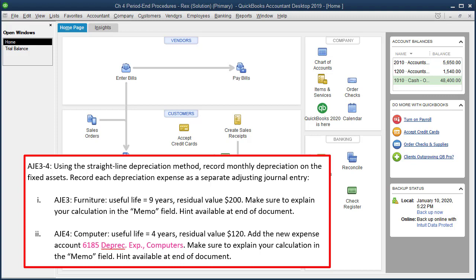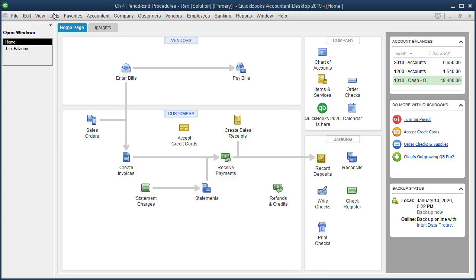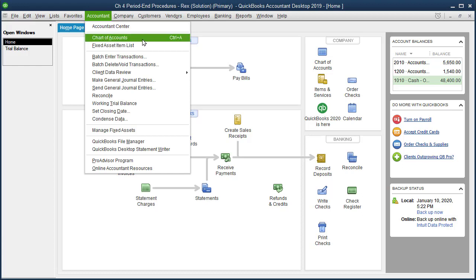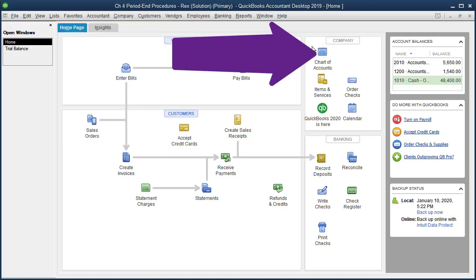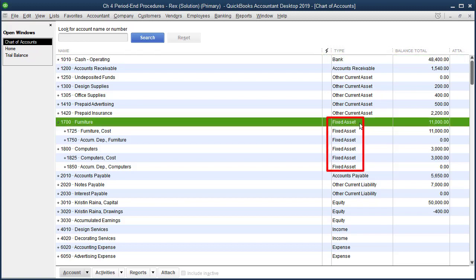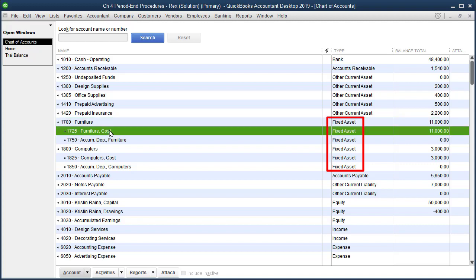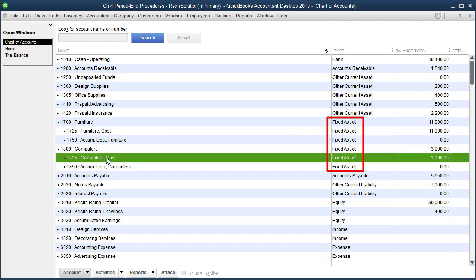So let's open up our chart of accounts. Lists, Chart of Accounts, or just Control A, or click on Chart of Accounts over here on your home window. So our fixed assets range from here to here. We've got the furniture cost, which is the account where we actually put the purchase of the furniture. We've got computers cost, where we put the purchase of the computers. So we need to do the furniture first.